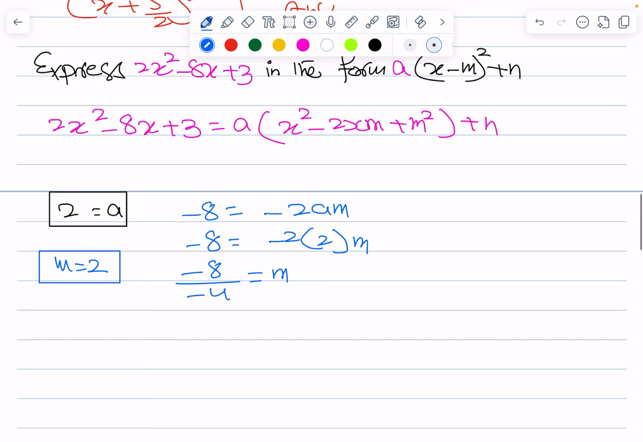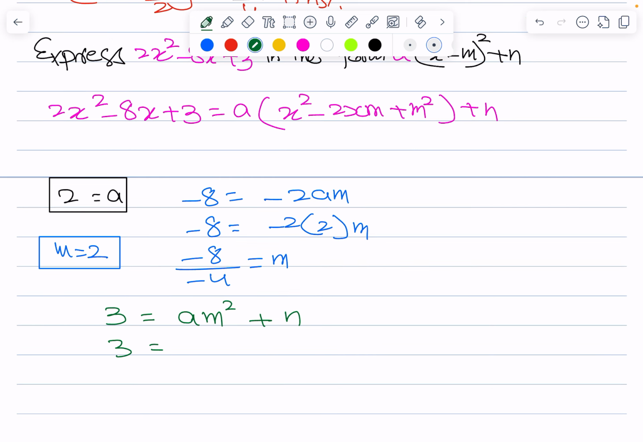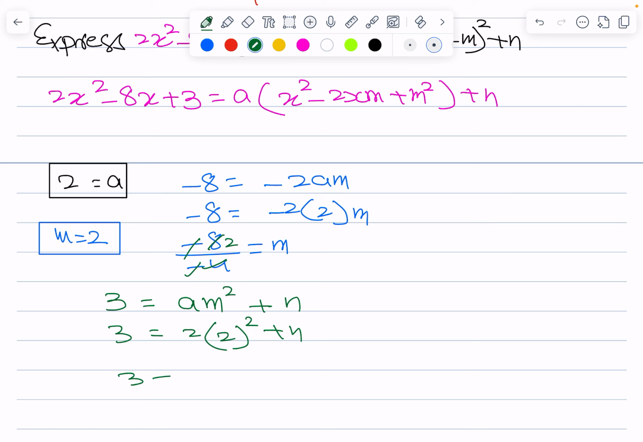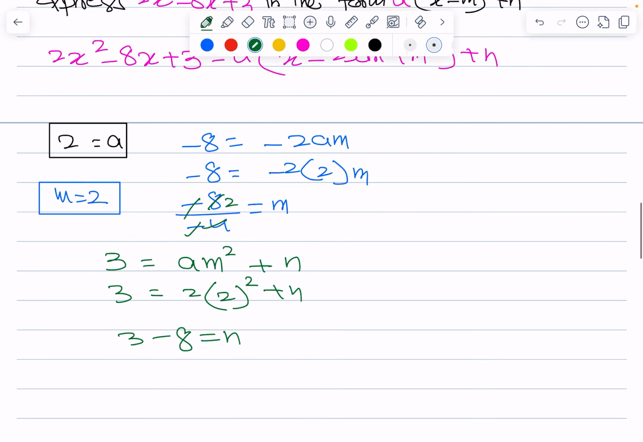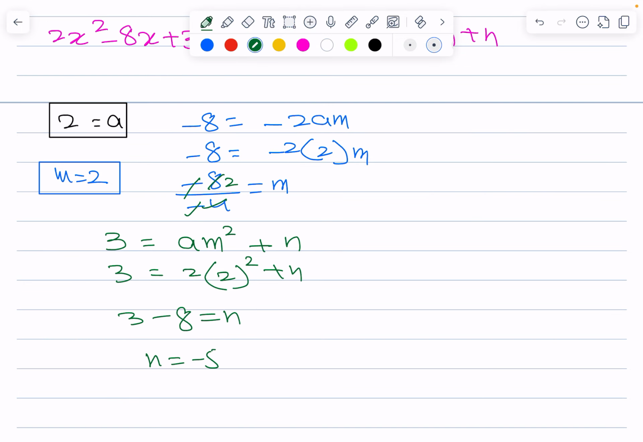Now again compare the constant value. So the constant value 3 is equal to a m square plus n. We have the value of a, it is 2. We have the value of m, again it is 2, square, plus n. So 3 minus 2 square, 4 times 2, 8. So 3 minus 8 equal to n, equal to minus 5.